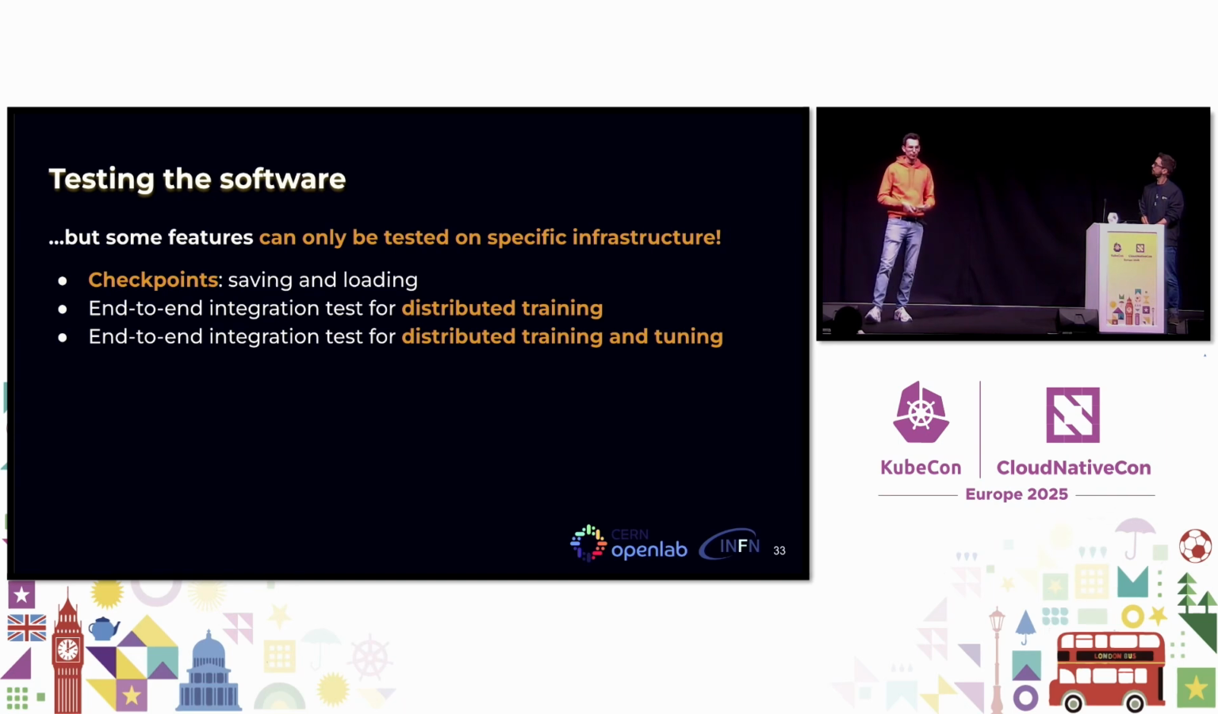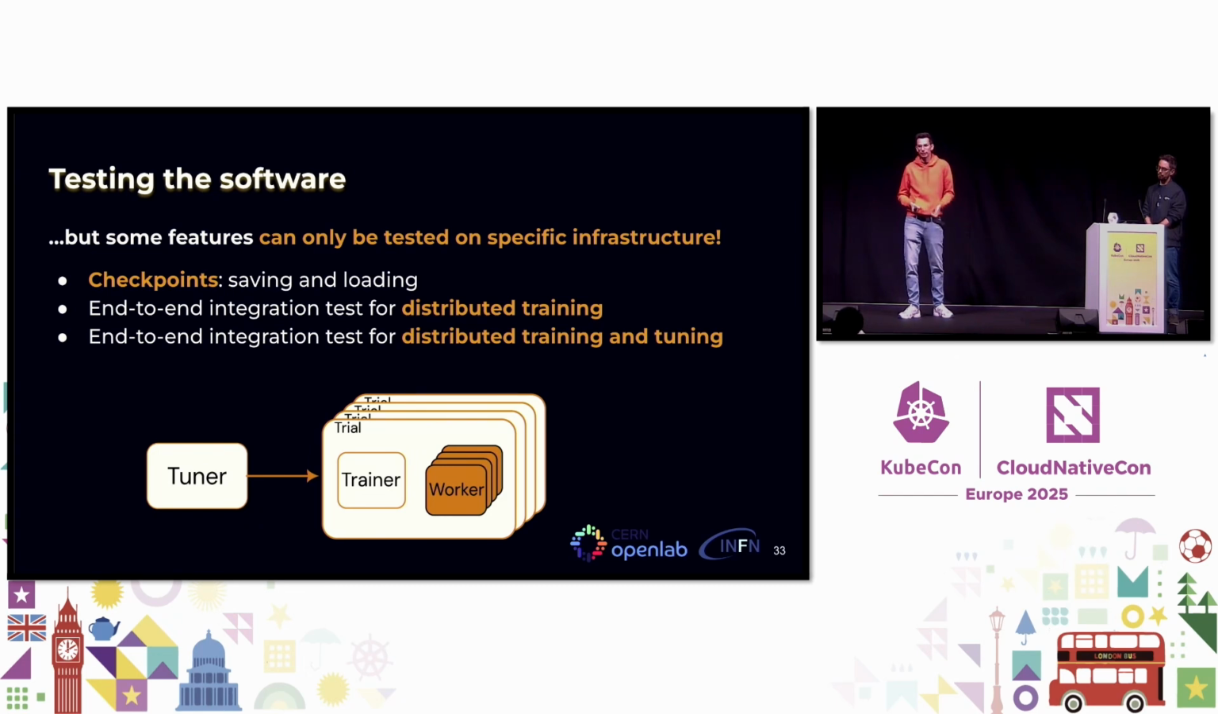Other examples are, for instance, saving and loading checkpoints in a distributed machine learning setting, end-to-end integration testing for distributed machine learning training, and also testing that we can run distributed machine learning training under hyperparameter optimization. So there is a hierarchy. We have a high-level distribution, which is the hyperparameter optimization, and then each trial is also distributed. So how can we test this?